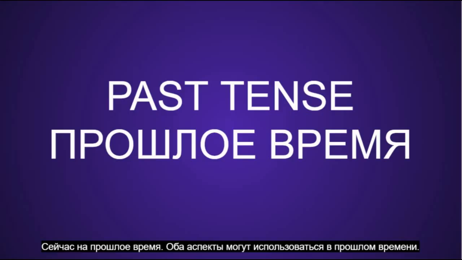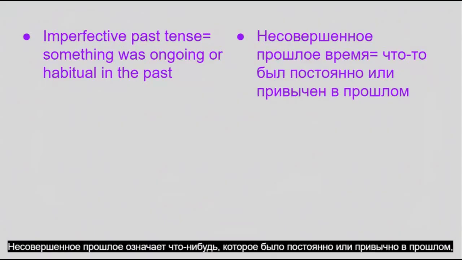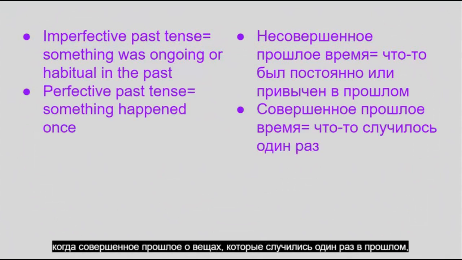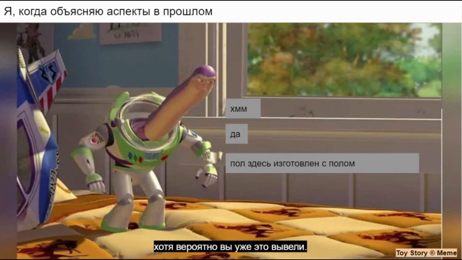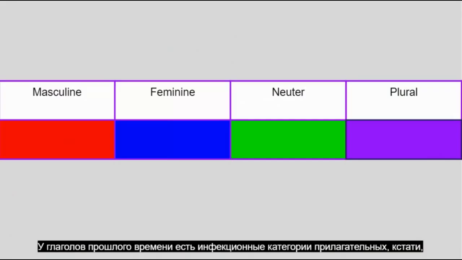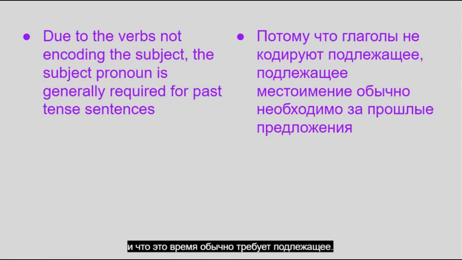Now it's the past tense. Both aspects can be used in the past tense. The imperfective past indicates something that was habitual or ongoing in the past, while the perfective past is about stuff that happened once in the past, although y'all have probably deduced that by now. Past tense verbs have the inflectional categories of adjectives, by the way, which means there are only 4: masculine, feminine, neuter, and plural, and that this tense generally requires the subject.